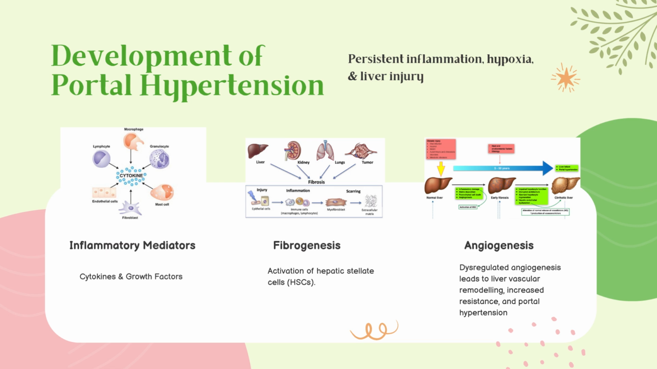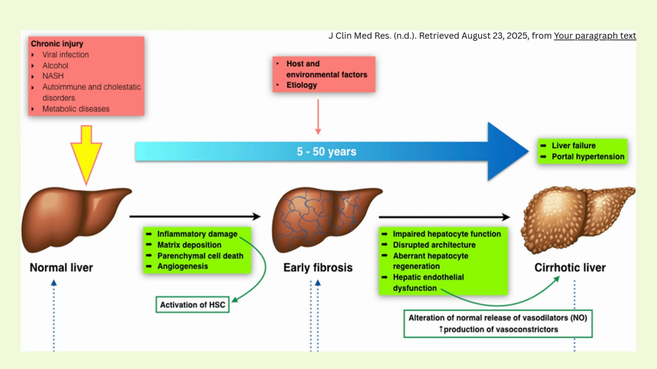Angiogenesis is a normal process in the liver for repair and regeneration, but when the liver is damaged, along with fibrogenesis, it becomes a problem. Dysregulated angiogenesis leads to liver vascular remodeling, increased resistance, and portal hypertension. Despite new vessels being formed, perfusion is decreased and the overall blood flow to the hepatocytes decreases, impairing liver function.